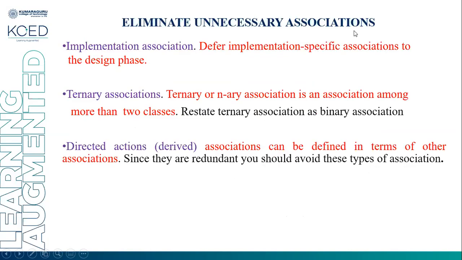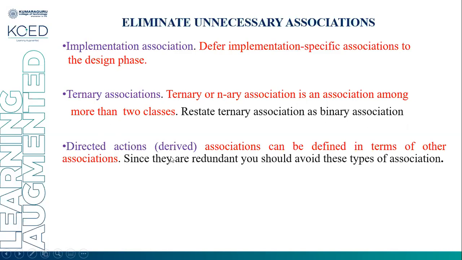Eliminate the unnecessary association. This is very important. First one is, what are the unnecessary associations? Implementation association. It means that defer the implementation specific association to the design phase, not in this analysis phase. Second is ternary association. A ternary or n-ary association is an association among more than two classes, then restate the ternary association as a binary association. If ternary occurs, you can try to convert it to a binary association.